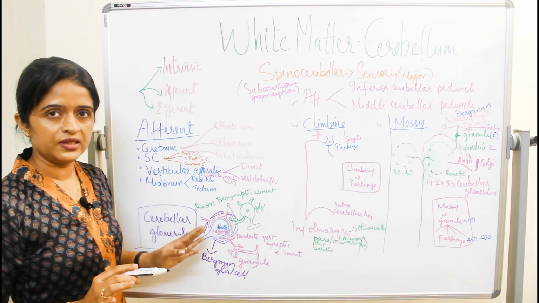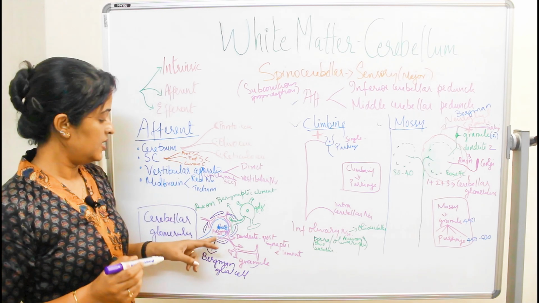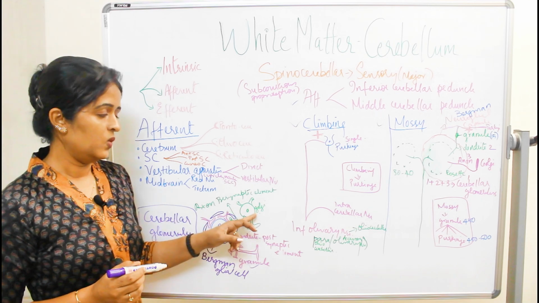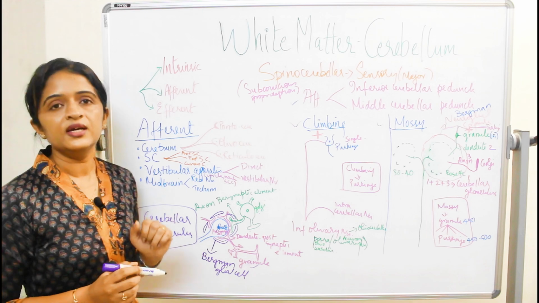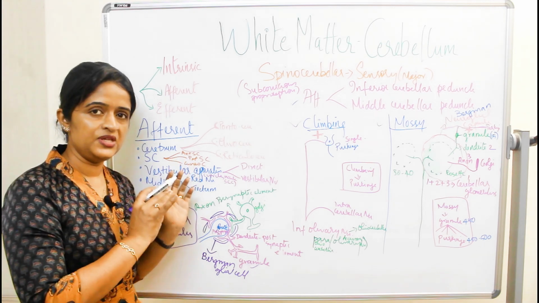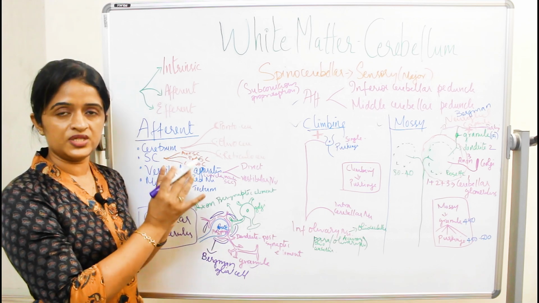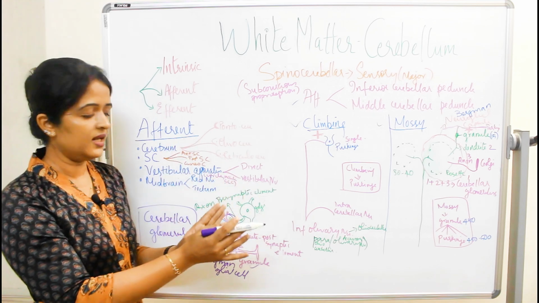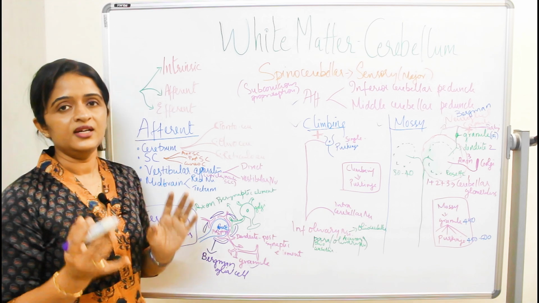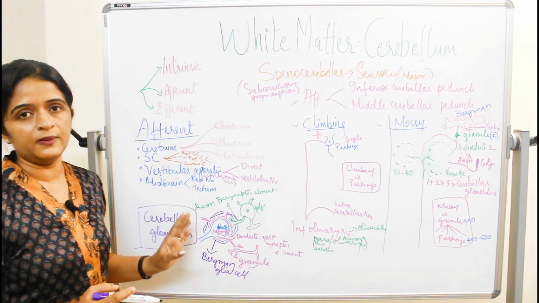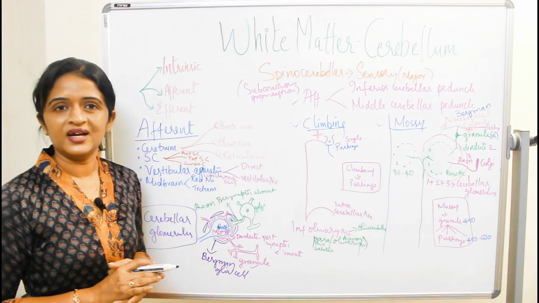Hope this idea is clear. So in a cerebellar glomerulus, you have two sets of axons, one through the rosette and one through the Golgi cell, and you have the dendrites through the granule cell. So the presynaptic element being the rosette and the axons of the Golgi cell, and the postsynaptic element being the dendrites of the granule cell. So this is what is meant by cerebellar glomerulus. Hope this idea is clear for you.